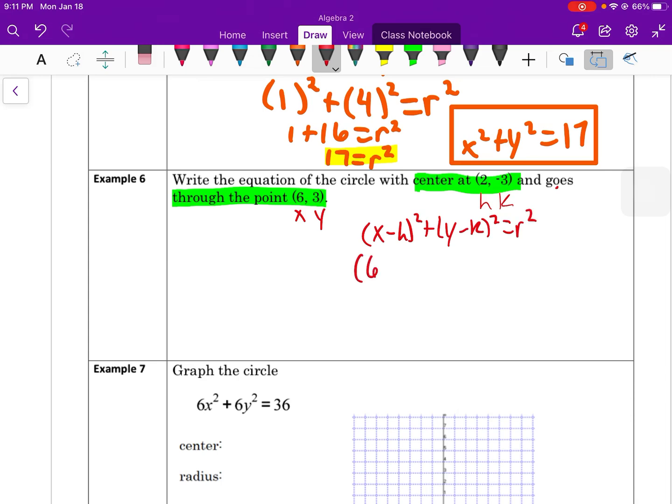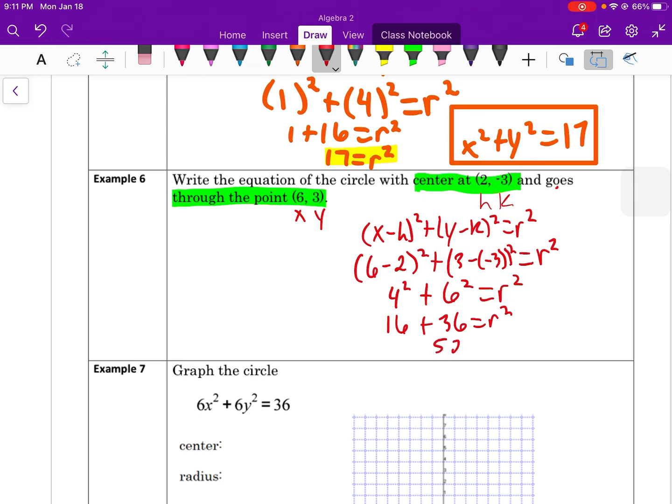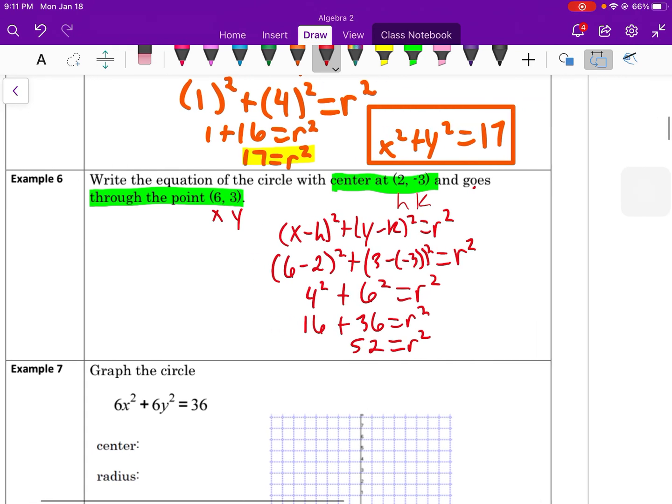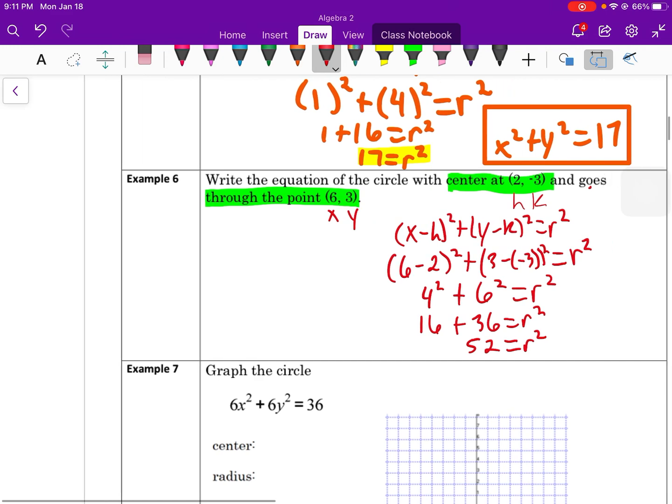Plugging values in, we have (6 - 2)^2 + (3 - (-3))^2 = r^2. Simplifying, we have 4 squared plus 3 minus -3, so 3 plus 3 is 6 squared equals r squared. So 16 plus 36 equals r squared. 52 equals r squared. Again, you could solve for r by taking the square root of both sides, but we have enough information to write it.